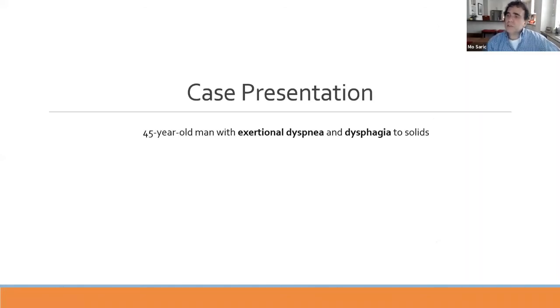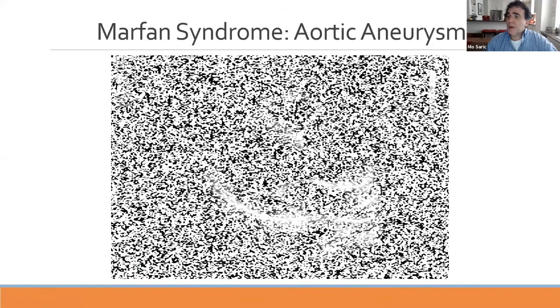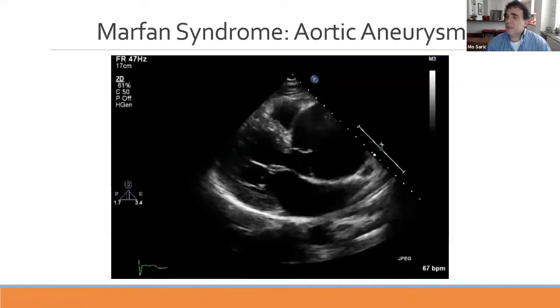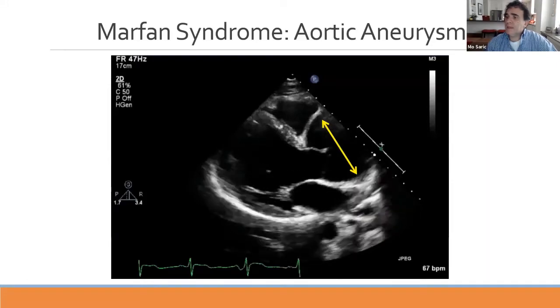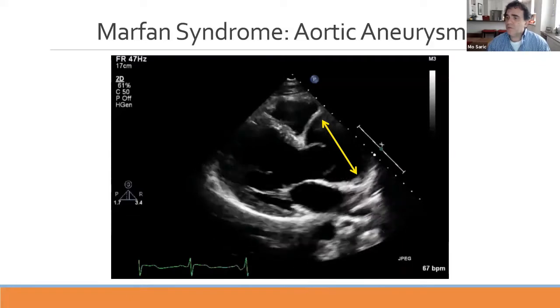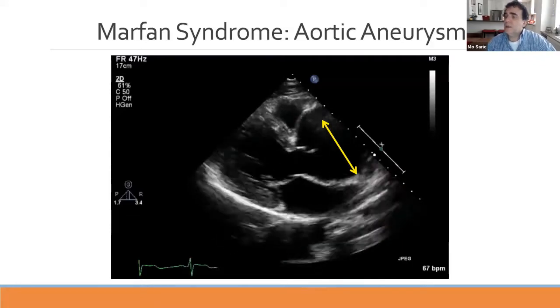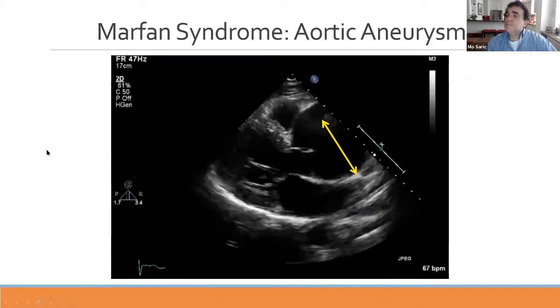A 45-year-old man with exertional dyspnea and dysphagia to solids. He was previously diagnosed with spontaneous pneumothorax and ectopia lentis, and these are also in the spectrum of Marfan pathology. Echocardiographically, we demonstrated that he clearly has a very large aortic root aneurysm. It's characteristic for Marfan syndrome to have dilatation of the very proximal portion of the thoracic aorta, referred to as the root.